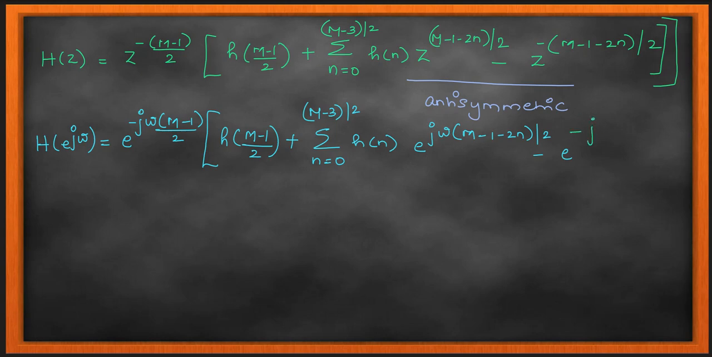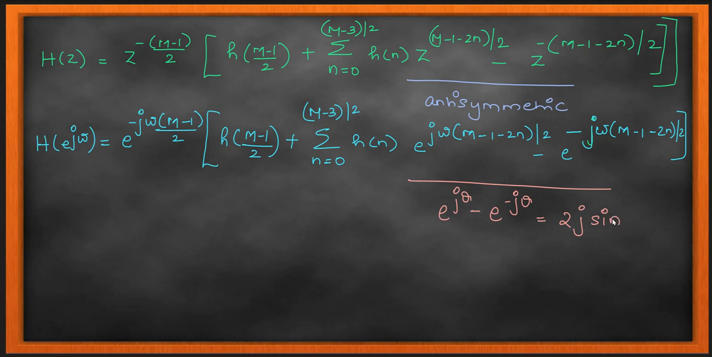So in this Euler form, the j can be written as e to the power of j pi by 2. So that is your cos pi by 2 plus j sine pi by 2, because the Euler formula is e to the power of j theta is cos theta plus j sine theta. What happens is I get my e to the power of j theta minus e to the power of minus j theta, and that's going to come out to be 2j sine theta. So that is the Euler formula, and that is exactly what I'm going to use here.